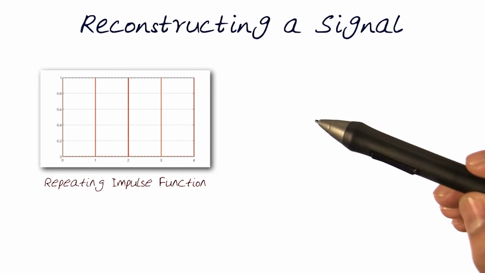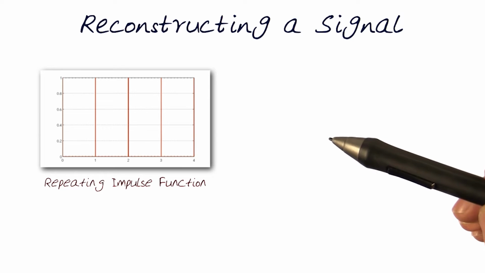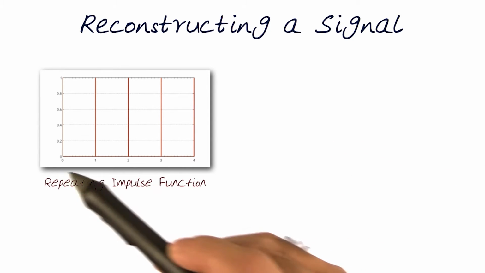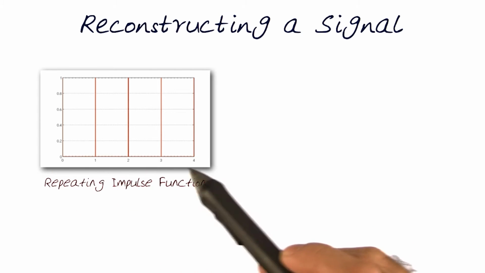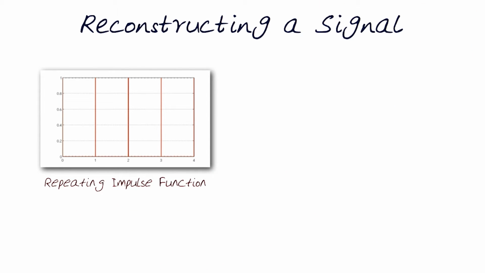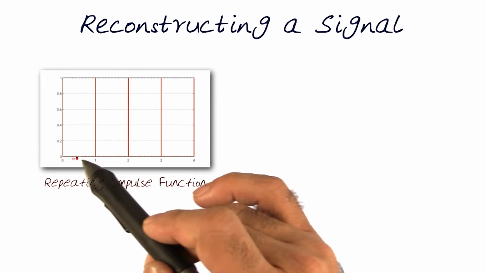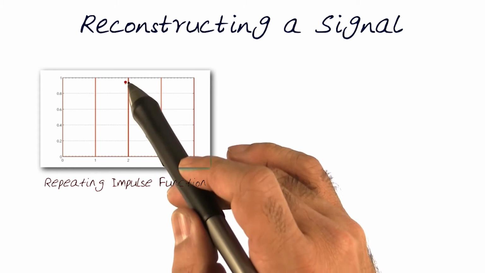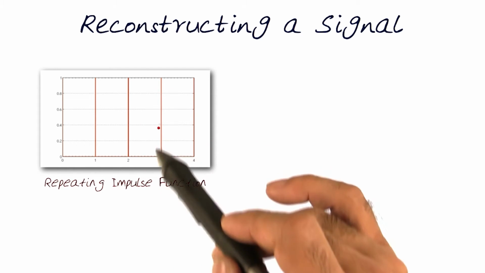Now let's look at a 1D signal and start thinking about how we would actually reconstruct a signal based on the information that's available to us. Here is a signal. It's in one dimension, and it's a repeating impulse function, which basically means that this function is 0, and then all of a sudden there's a peak, comes down, peak, comes down, peak, comes down.